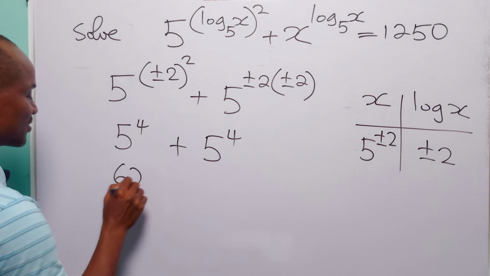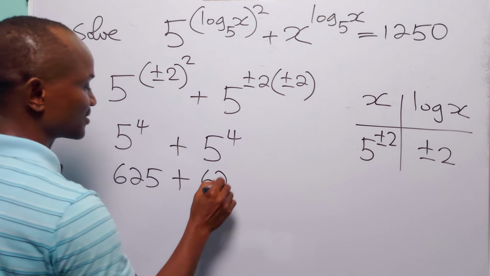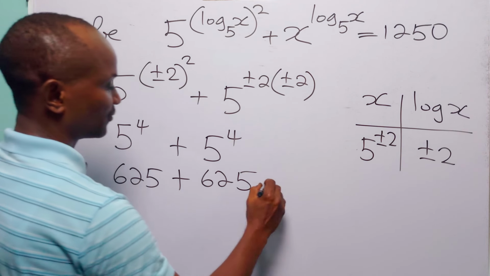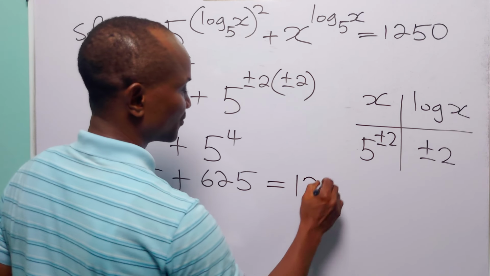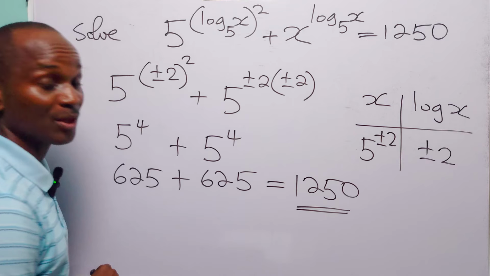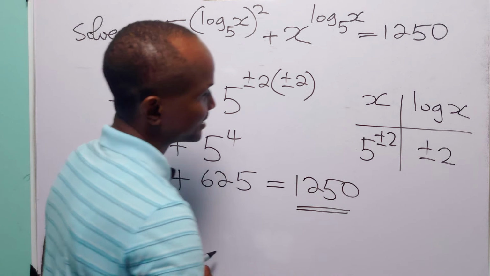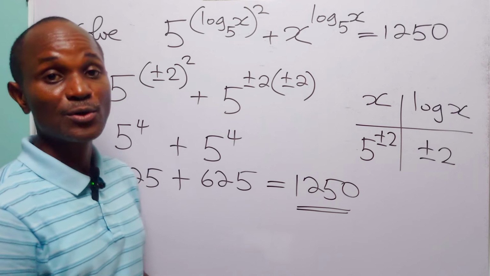This is 625 plus 625. And of course, this is equal to 1250, which is exactly what we have on the right-hand side of the original equation.